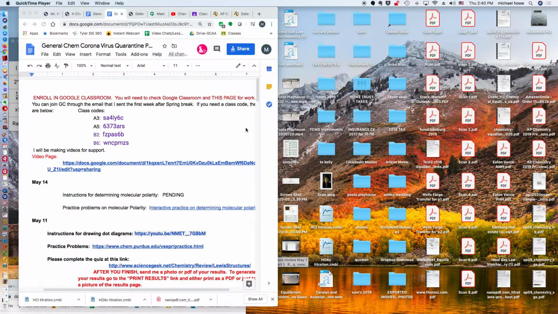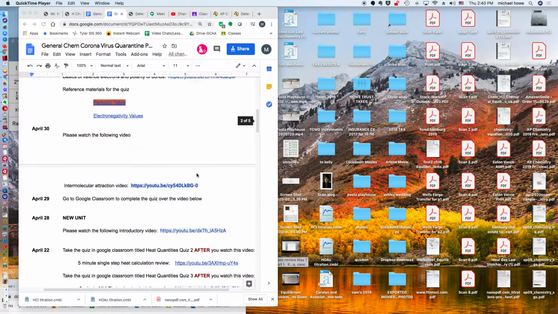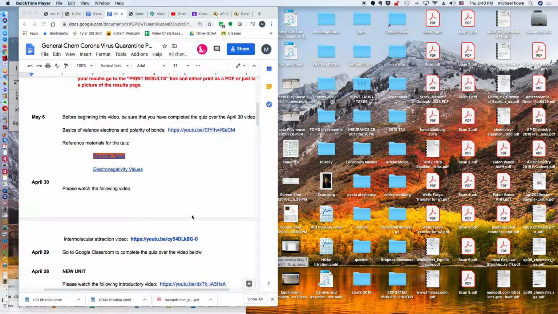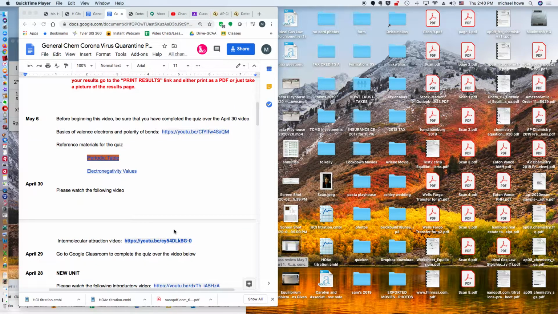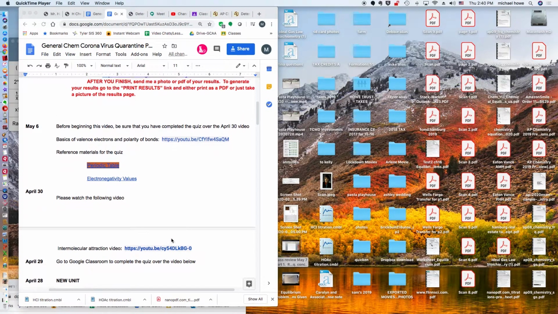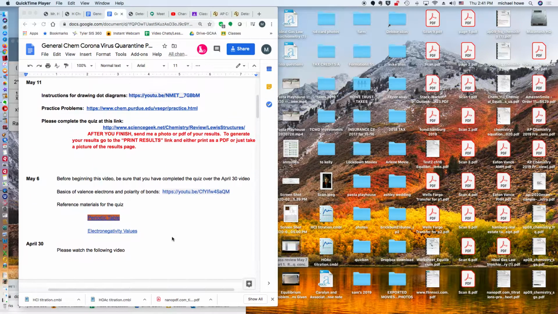So this is a video overview of how to determine whether molecules are polar or not. You'll remember in previous videos that we've taken a look at the drops on a penny, and we know that some molecules stick to each other better than others. We know that when we looked at the evaporation rate in the video I made about intermolecular attraction back on April 30th, we learned that some molecules attract each other more than others, and so some evaporate slower because of that.